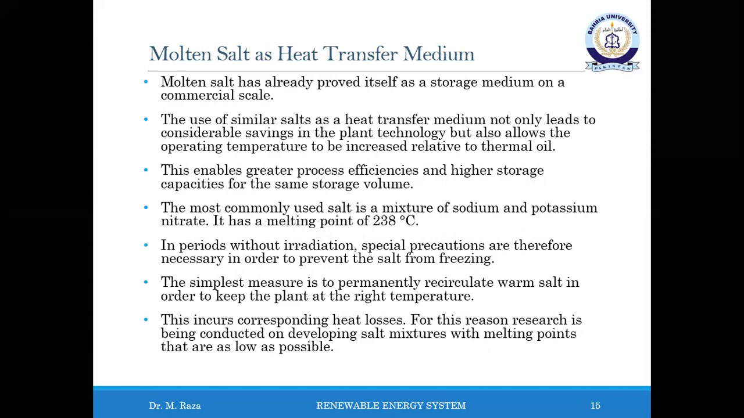For this reason, research is being conducted on developing salt mixtures with melting points that are as low as possible. Here it also needs to be ensured that these mixtures remain stable at high temperature, are not corrosive, and are cheap. Nitrate salt mixtures with three or more components look highly promising. Chloride mixtures are also being investigated, but these imply increased corrosion problems.